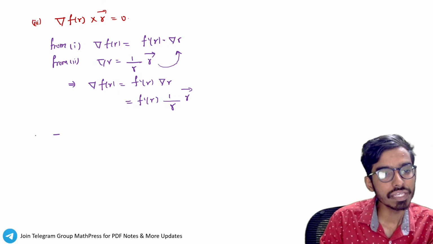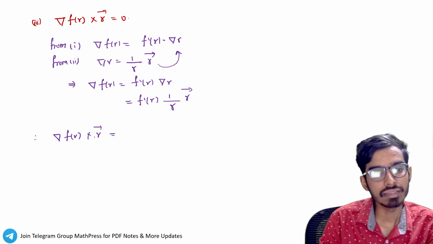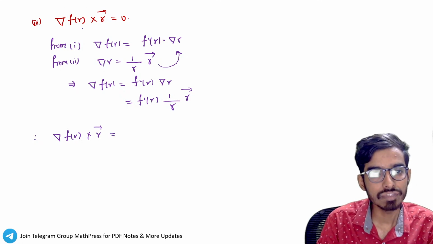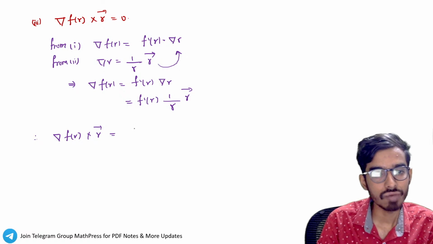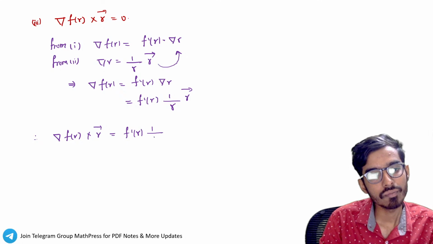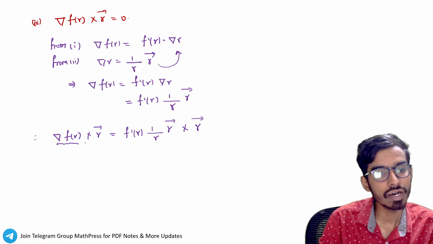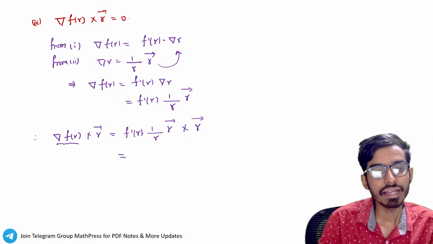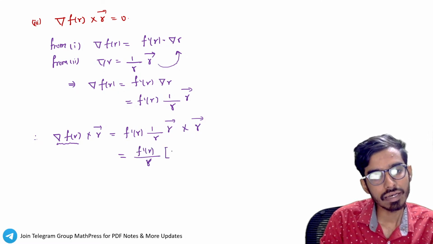Now therefore, gradient of f of r cross r vector, I'm going to find the value of this LHS part. As of now, what we have done is we have simplified gradient of f of r. So I'm going to write gradient of f of r to be equal to f dash of r into 1 by r vector, into r cross. Now this can be written as f dash of r by r, and then r cross r.